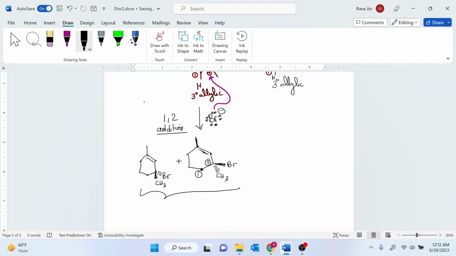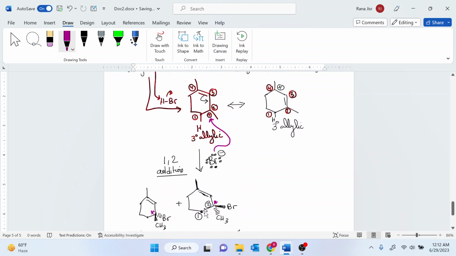These two over here are going to be the 1,2 addition. These are the kinetic products, and they're going to favor the low temperature. These are considered to be a pair of enantiomers in there. This is the only chiral center in here. And these chiral centers are mirror images to each other. So you are getting a pair of enantiomers for the 1,2 addition.